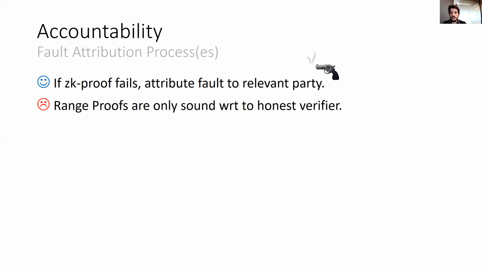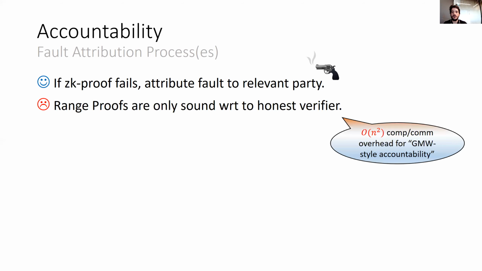So if you recall, the range proofs are parameterized by auxiliary data that is generated by the verifier. So our proofs are only sound with respect to honest verifiers. So for our first protocol, the identification process incurs an n-squared overhead because it entails reproving the entire transcript to all parties GMW style in case of fault.